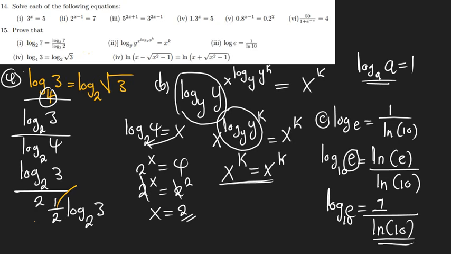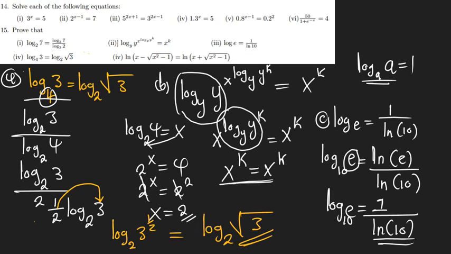This 1 over 2 can come this side so that it becomes log base 2 of 3 to the power 1 over 2, and 3 to the power 1 over 2 is the same as the square root of 3. You've proved it, so make sure you do this one for me.